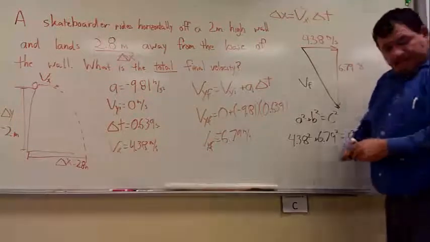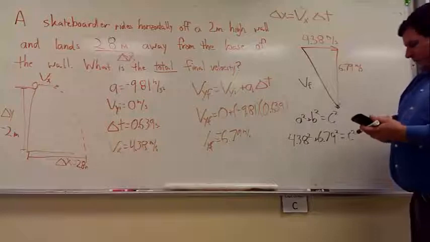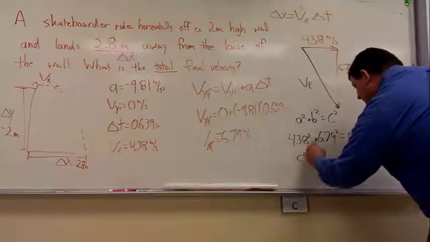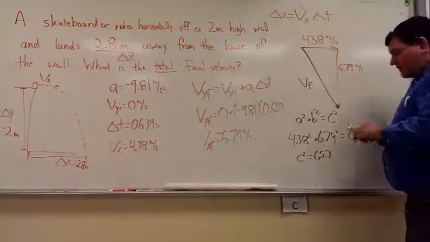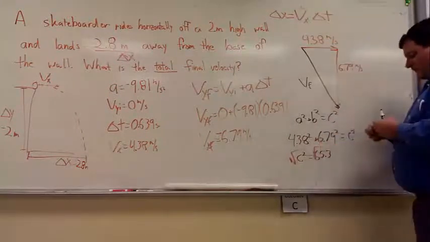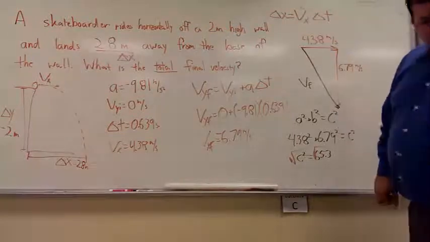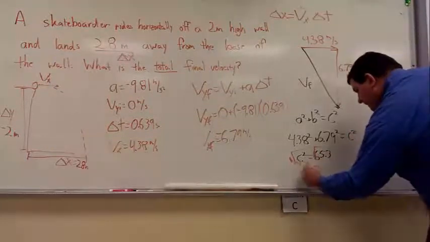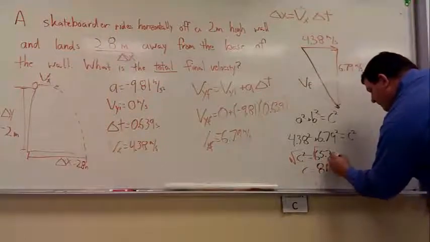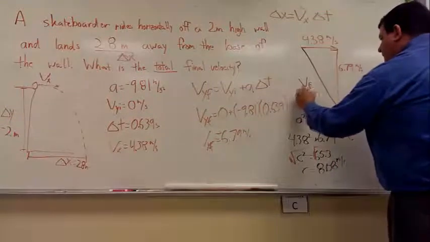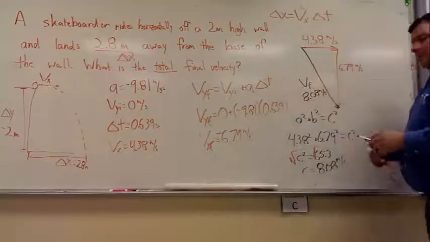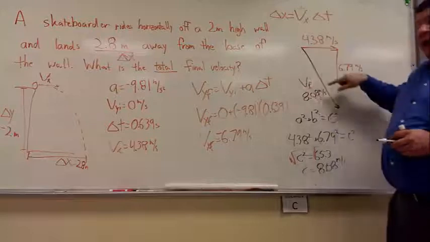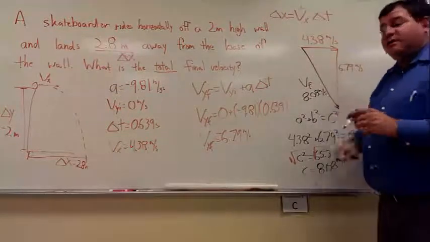Some more quick calculating. Okay, c squared is 65.3 meters squared per second squared. I need to take the square root of both sides now. I get a total velocity of 8.08 meters per second. So that's how fast it's moving at the end. The vector, though, has two different parts. How fast it's moving, the size of the resultant, but also we need to know the direction that it's going.